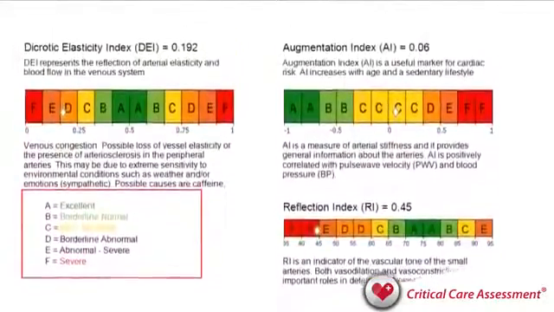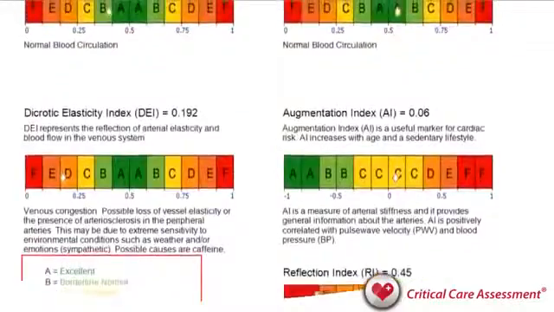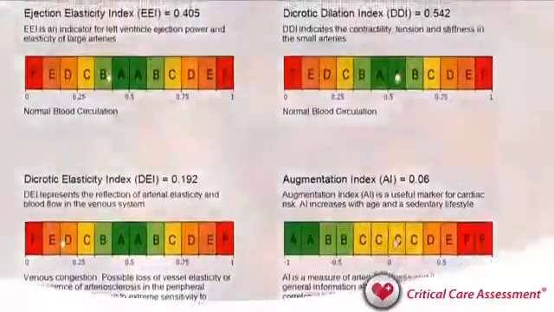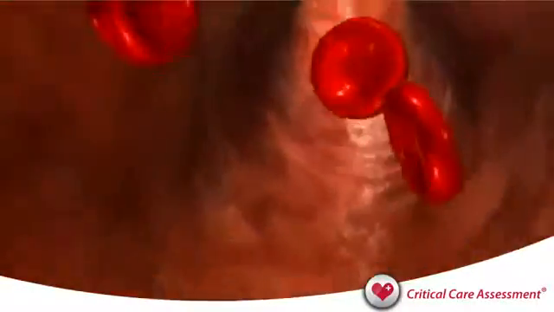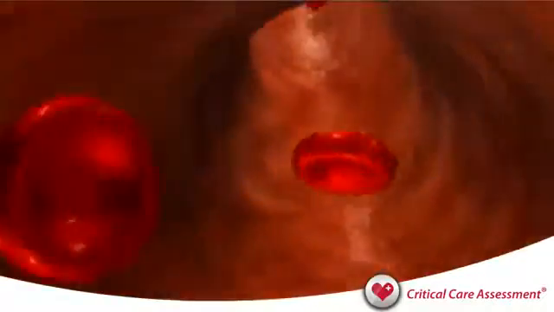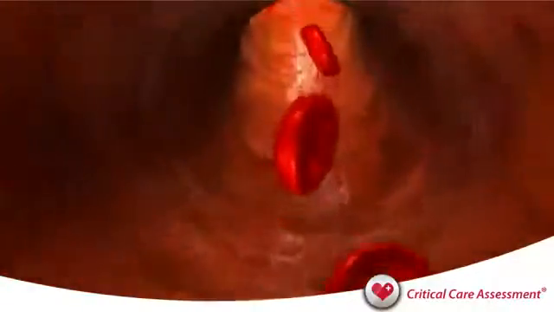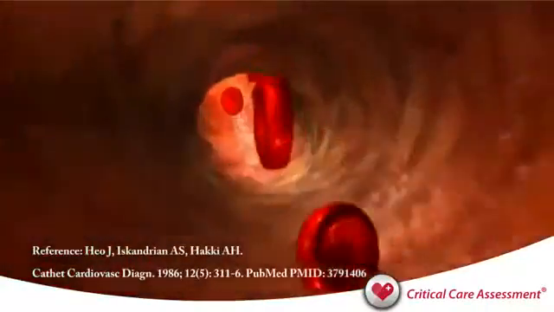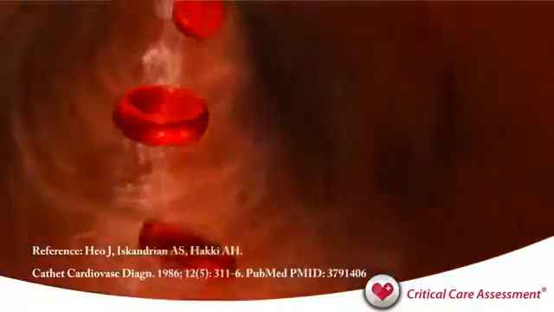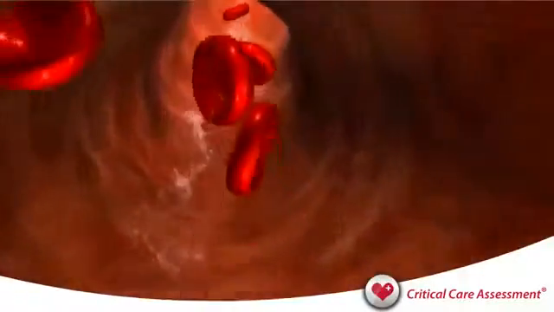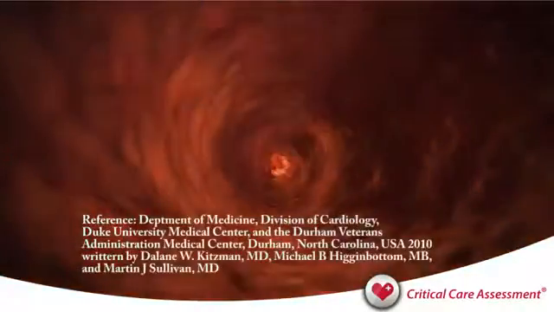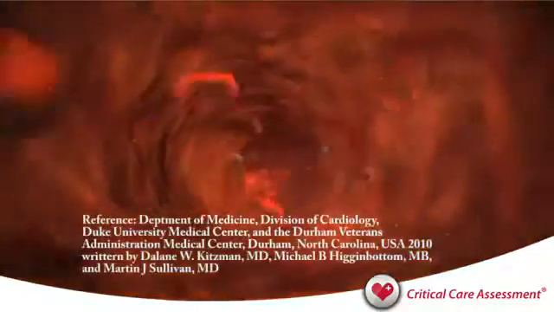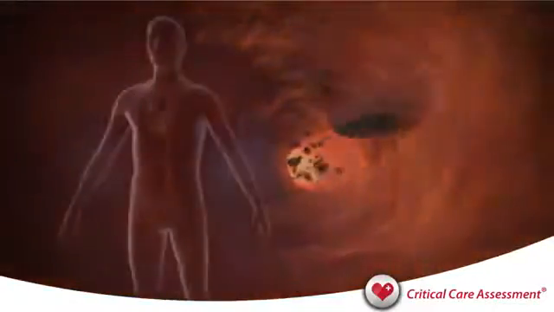In addition, pulse wave velocity assesses the reflection of arterial elasticity and blood flow in the venous system, the contractility, tension and stiffness in the small arteries, and provides an indicator for left ventricle ejection power and elasticity of large arteries. There is a significant relation between left ventricular diastolic function and exercise tolerance in patients with left ventricular dysfunction, and exercise intolerance in patients with heart failure, and preserved left ventricular systolic function.